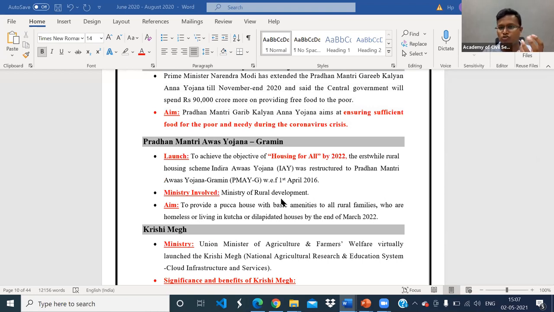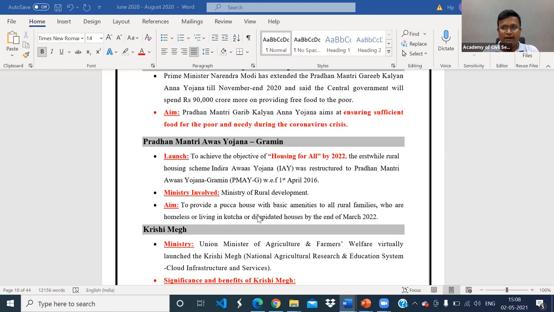Pradhan Mantri Awas Yojana Gramin. It is a program for giving houses for everybody. Housing for all in the villages by 2022. And this is the aim of the Pradhan Mantri Awas Yojana. Earlier, it was known as Indira Awas Yojana, in the name of Indira Gandhi. When the new government came, they changed it into Pradhan Mantri Awas Yojana. The Ministry of Rural Development is the nodal ministry for this.